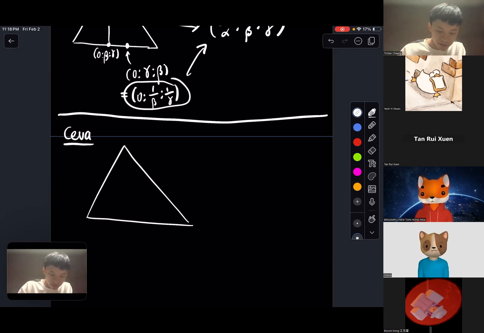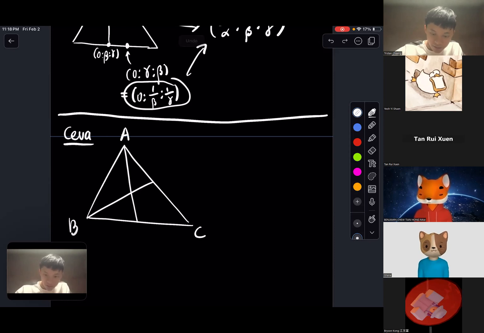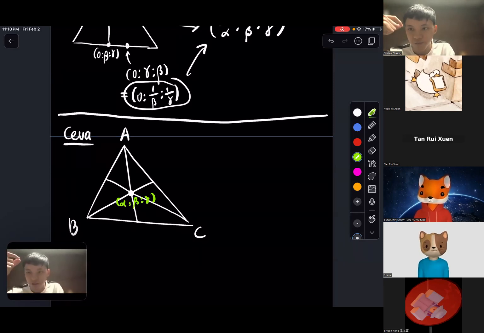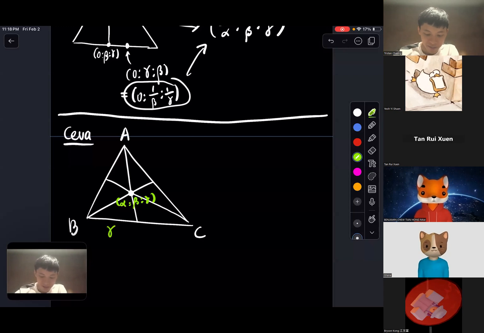Let's look at Ceva again. So we have 3 points concurrent, 3 lines concurrent. Now, let's say this point over here, well, it's a point, so it has a coordinate, let's say alpha, beta, gamma. Well, now that we know what happens when you project that point onto BC, it becomes 0, beta, gamma, which means the ratio between these two lengths is going to be gamma, beta, and similarly, it's going to be gamma, alpha. It's going to be alpha, and it's going to be beta.